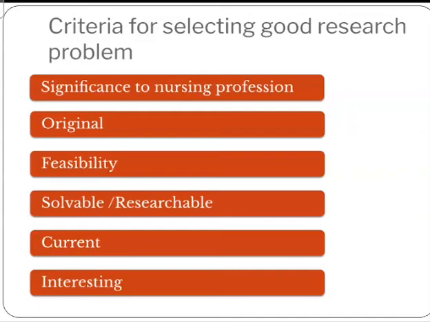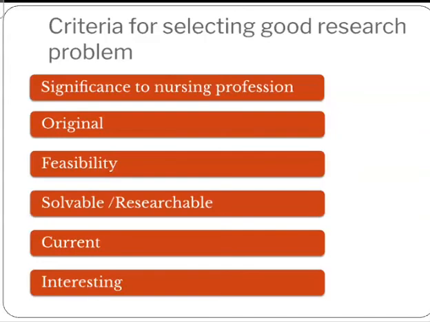So what are the criteria for selecting a good research problem? When you select a research problem, you have to see whether all these criteria have been met to make it a good research problem. If you have a research problem statement in hand, it will be very helpful. You can keep one research problem and see whether the criteria have been met by the research problem statement.